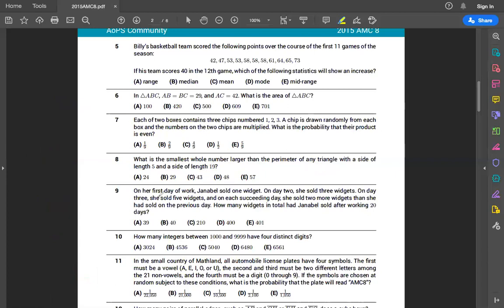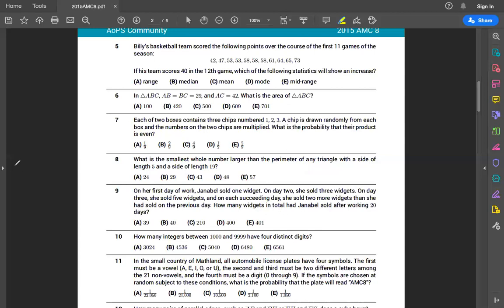So on her first day of work, Janabelle sold 1 widget. On the second day, she sold 3. On day 3, she sold 5. And on each succeeding day, she sells 2 more than the previous day. And we want to know how many widgets she sells after 20 days.